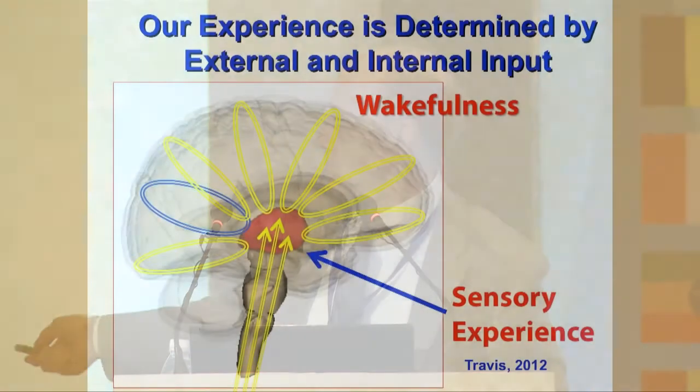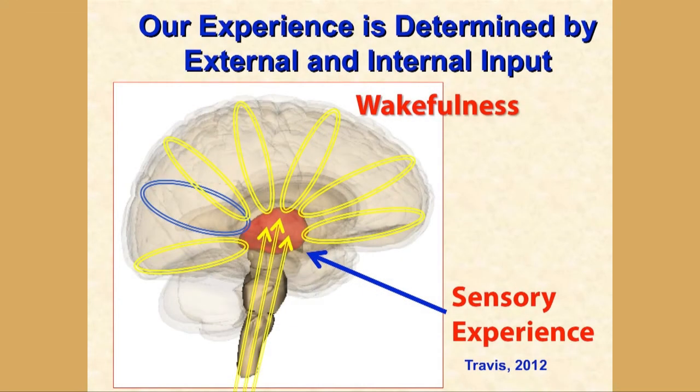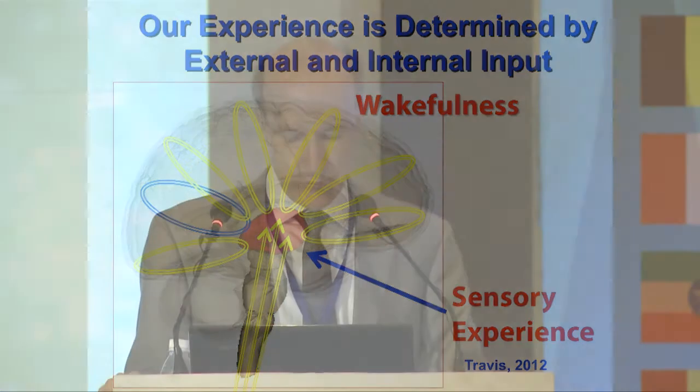The thalamus has two types of cells. One type of cells receives information from the outside, that's seeing, hearing, touching, tasting. It creates these loops with the brain as a whole, and that's how we see. That's how you're seeing me. But there's other cells that are very important, and these receive information up through the brainstem. These also create loops with the surface of the brain, and that's what creates wakefulness. These two things are going on simultaneously.